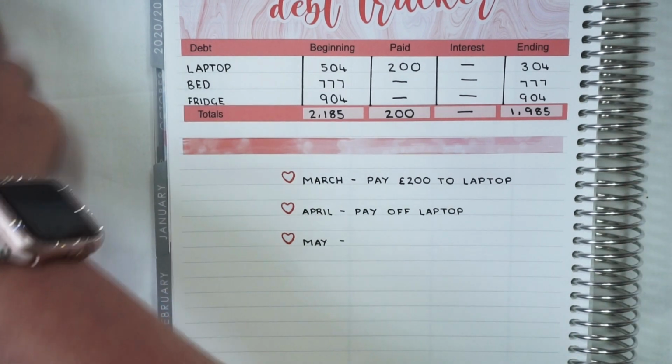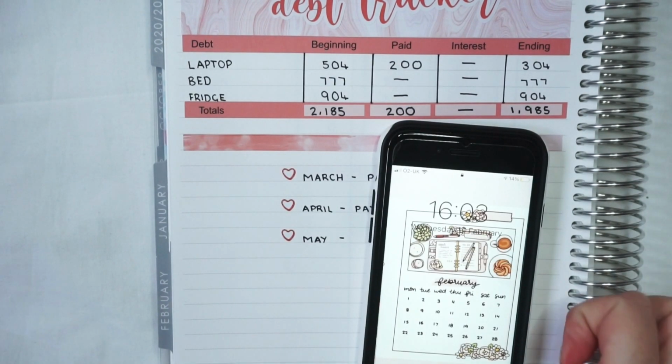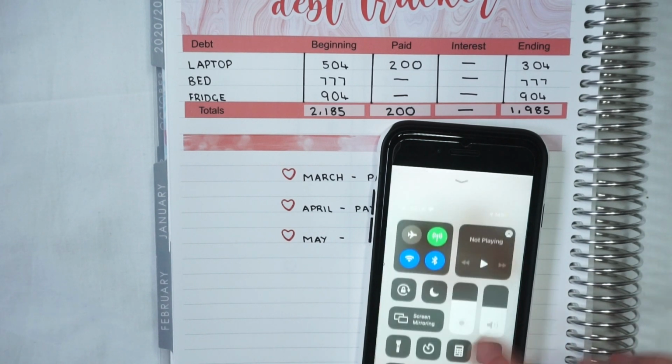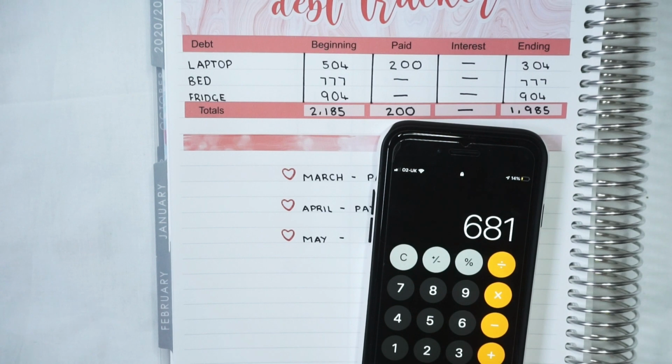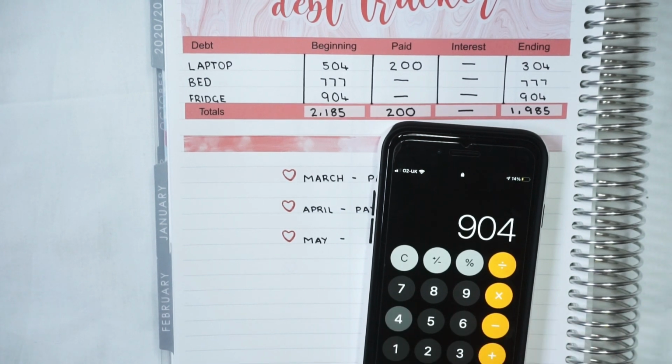which, brain is not working. So, calculator. So 7 take away £96 would leave us 681, and then if we put 200 towards it, 408 add 904.